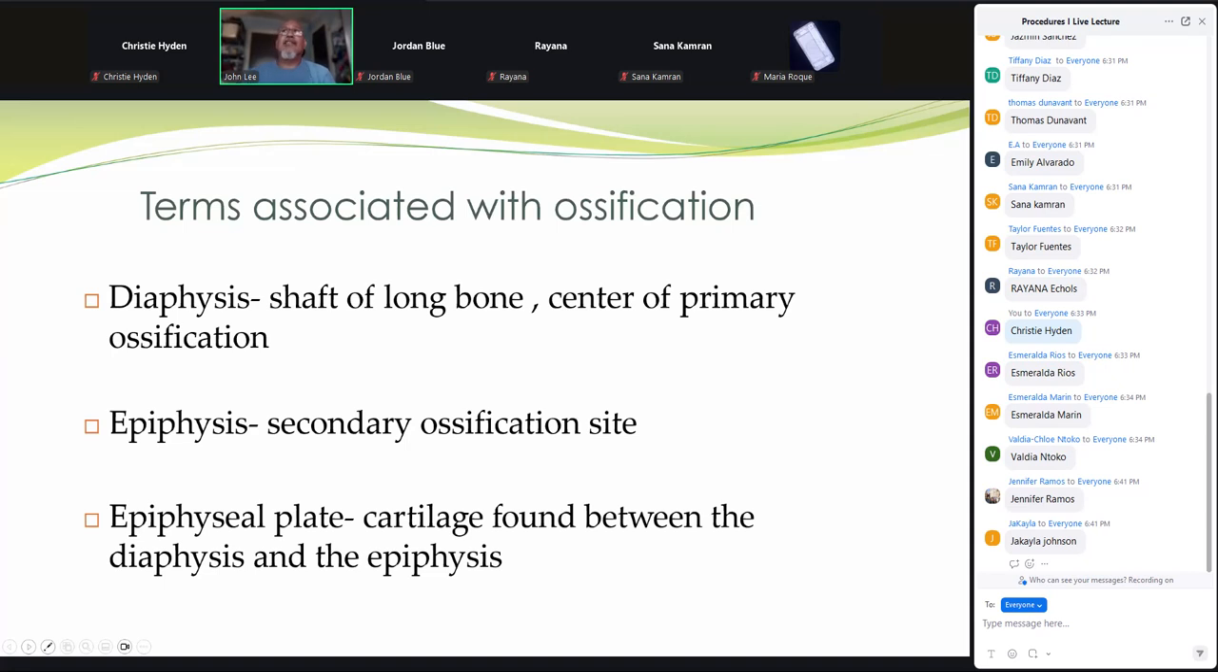Terms associated with ossification. The diaphysis is the shaft of the long bone. This is the center of our primary ossification. The epiphysis is the secondary ossification site. That's the ends. And the epiphyseal plate is the cartilage that joins the diaphysis and the epiphysis. As the individual matures, that cartilage calcifies, closing the growth plates.